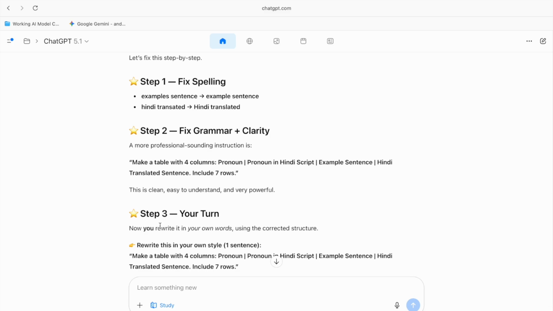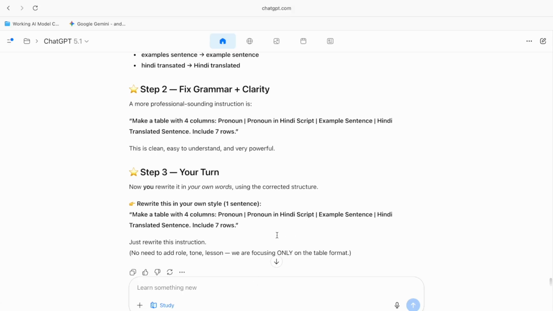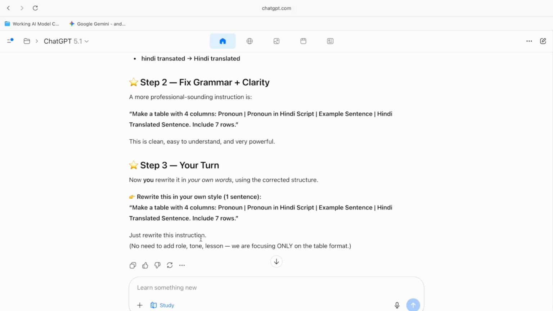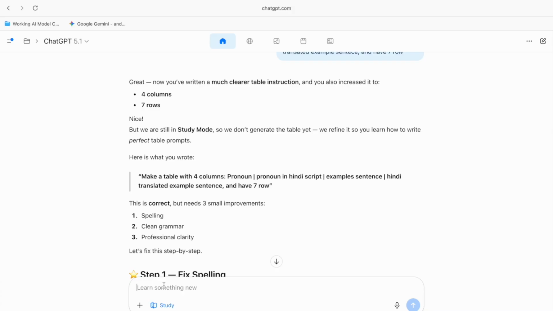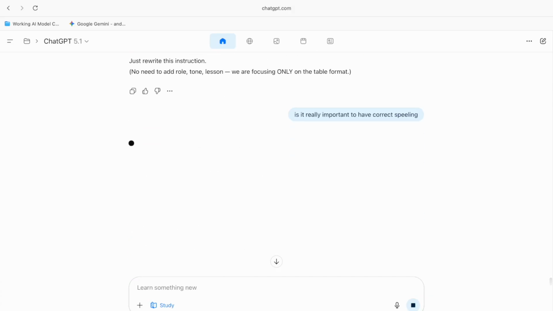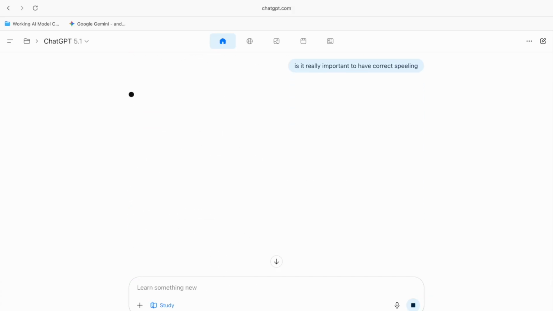Your turn. Now you write it in your own words using the corrected structure. Rewrite this in your own style. Make a table with 4 columns. Okay, just write the sentences. There is one question I want to ask. Is it really important to have correct spelling? Okay, let's see whether I get the answer or not.